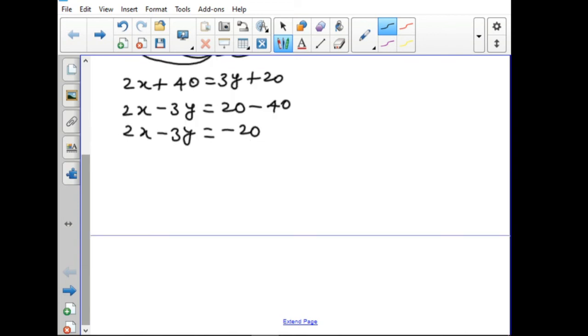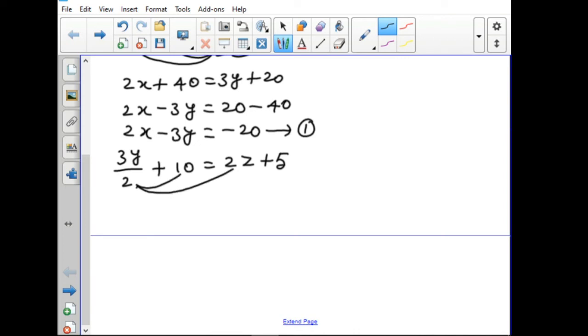Now we have got this equation. This is equation number 1. Next I have to consider another two terms: 3y by 2 plus 10 equal to 2z plus 5. Another 2 terms you have to consider. Here also you can see 2 in the denominator, but not on the right side. So we have to multiply each term by 2.